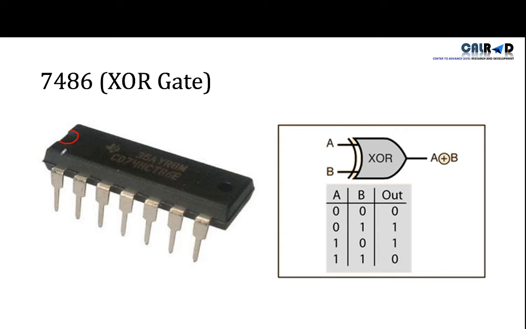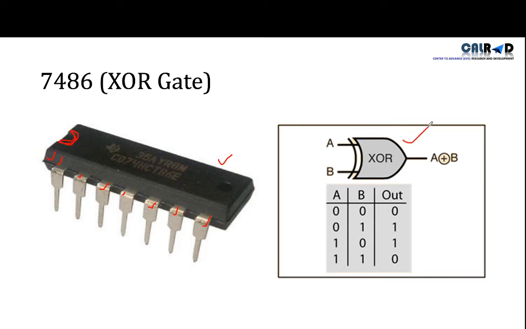From the half circle, the left pin is always 1, followed by 2, 3, 4, 5, 6, 7 on this side and 7 pins on the other side. So you should not be confused about this. Always look at the half circle on the IC and then start from the left side.